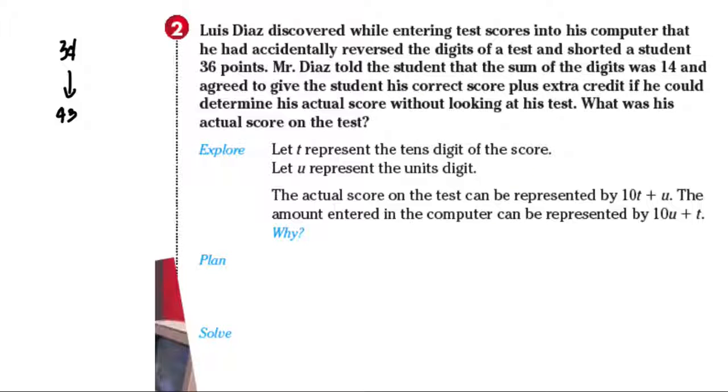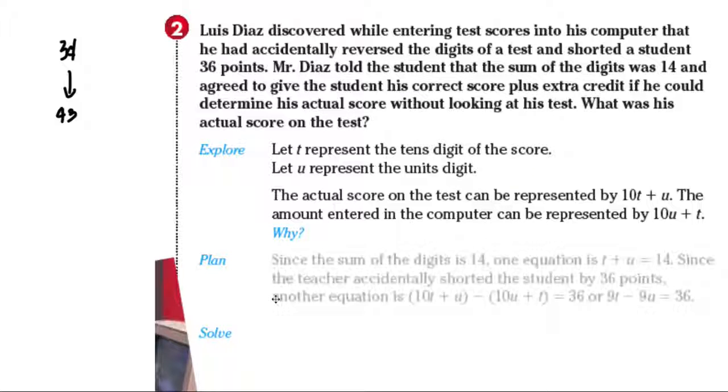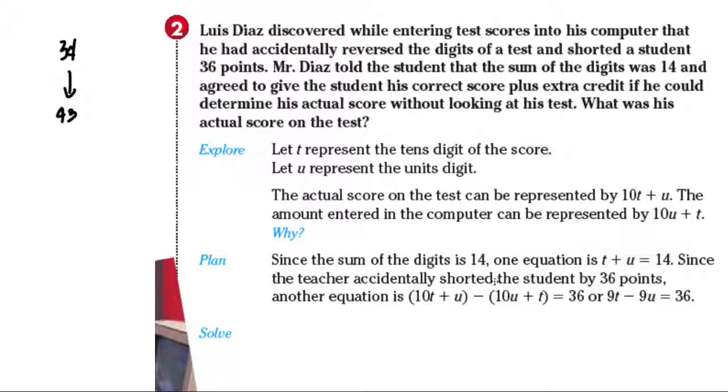Okay, so let's plan to solve this problem. First and foremost, since the sum of the digits is 14, one equation is t plus u equals 14. Okay, it says there, the sum of the digits was 14. You simply get t plus u equals 14.